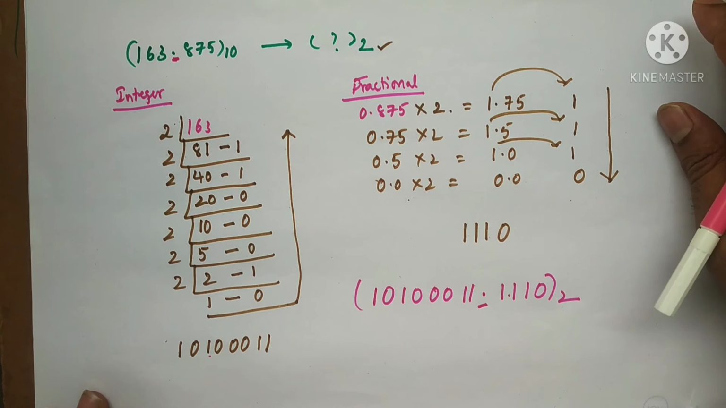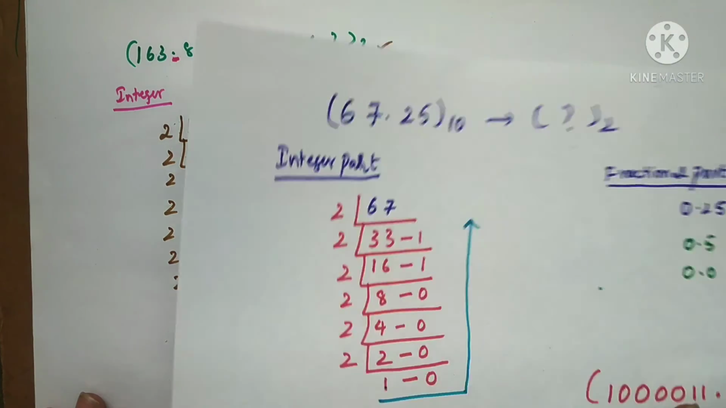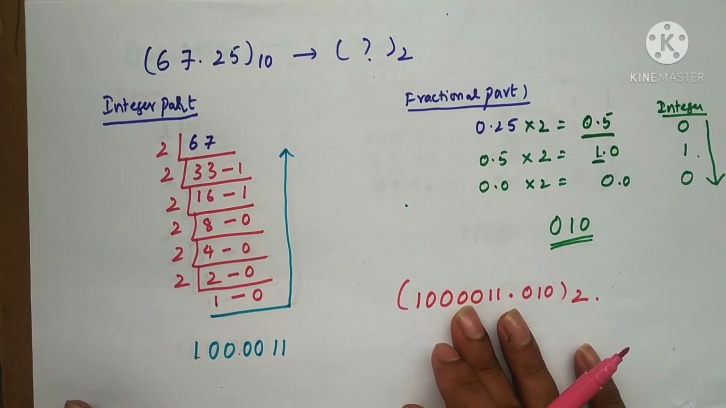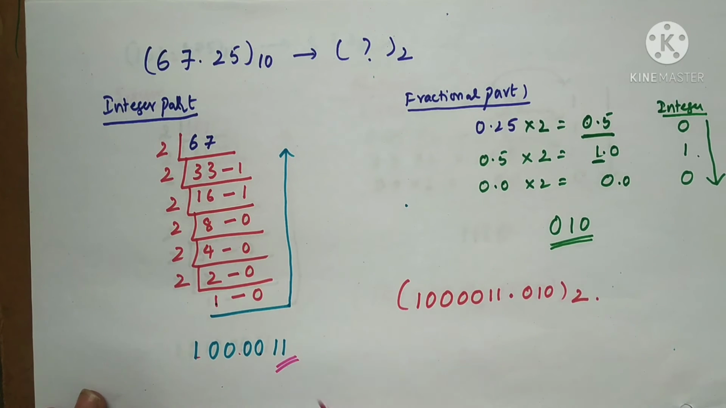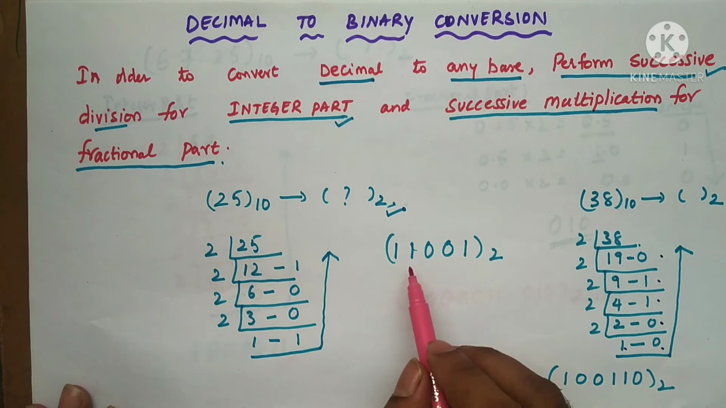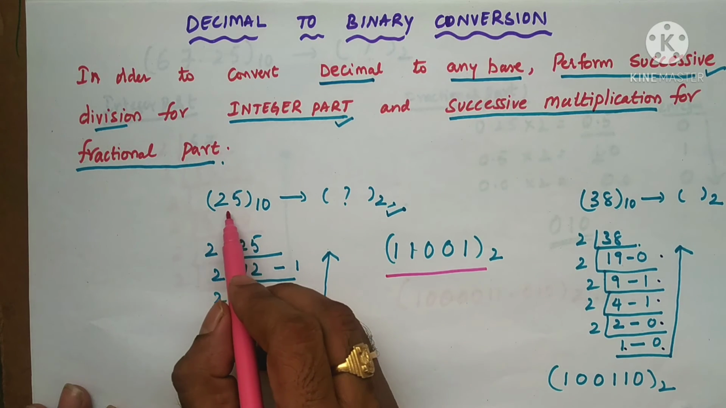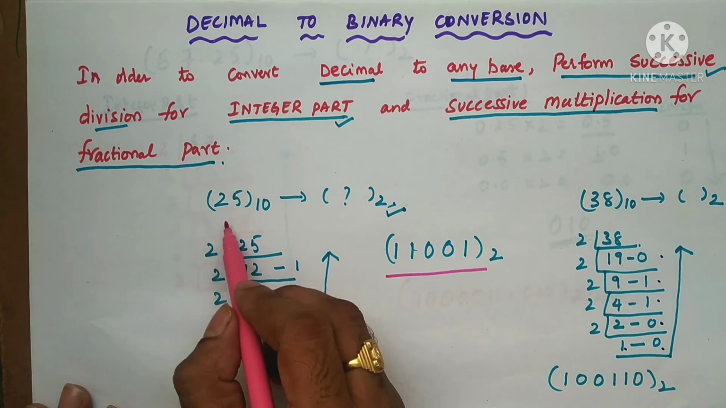Let us take this problem again. Okay, so we have to check whether the answer is right or wrong. Take this binary number and try to find out the decimal value. Okay, let us take this problem. It will be very simple to understand. So this is the answer we got. 11001 base 2 we got as the binary value for 25.